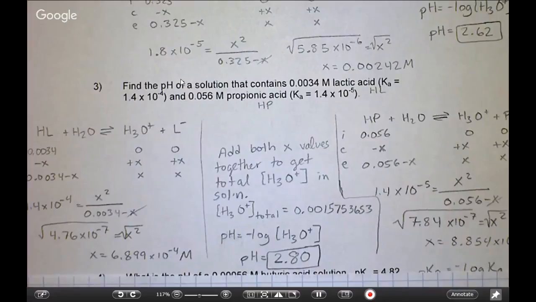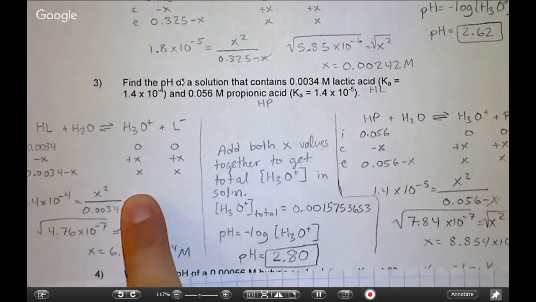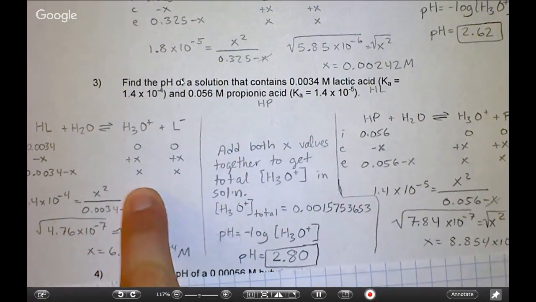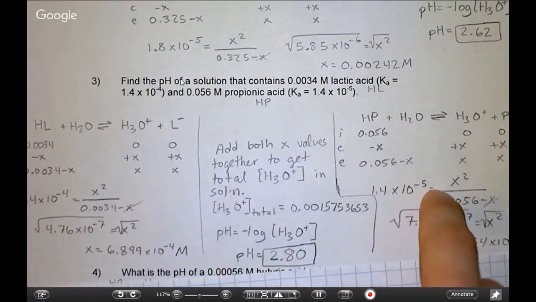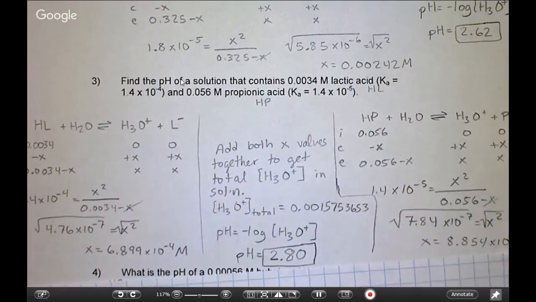You added the X values. Yes, because the X values represent hydronium. So if we know hydronium from one acid and the concentration of hydronium for the other acid, since they're in the same solution, we just add the hydroniums together, and that gives us the total concentration. And then we find pH according to that concentration, and that's the overall pH for the entire thing.